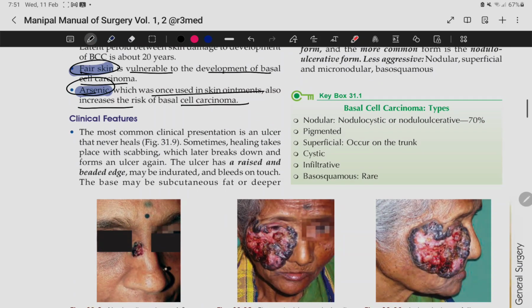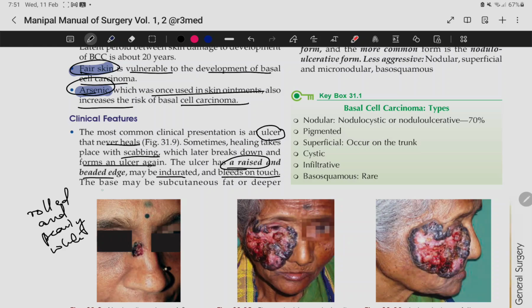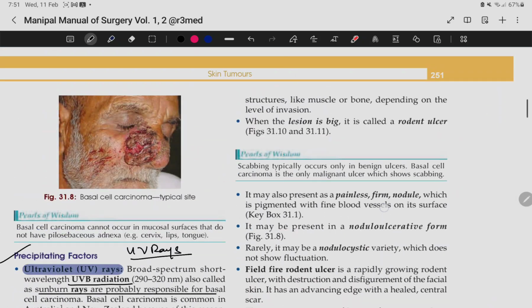Coming to the clinical features, the most common presentation is an ulcer which never heals, and sometimes it can present with scabbing which later breaks down and forms an ulcer again. The ulcer has a raised and beaded edge. Very important is the rolled, pearly white edge. Pearly white edge is seen in which ulcer? That is BCC. It may be indurated and bleeds on touch. The base may be subcutaneous fat or deeper.